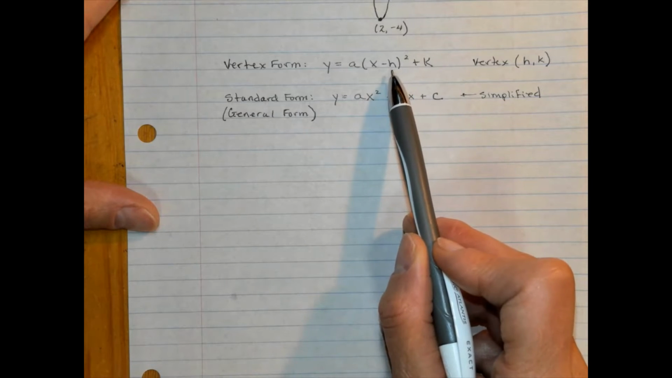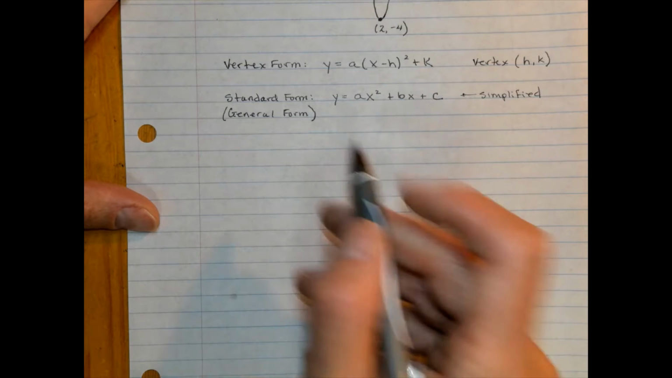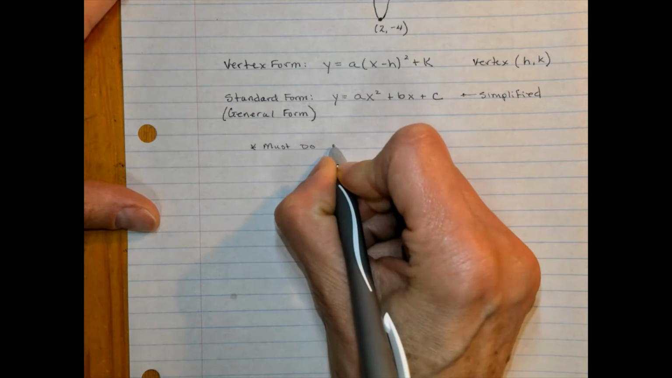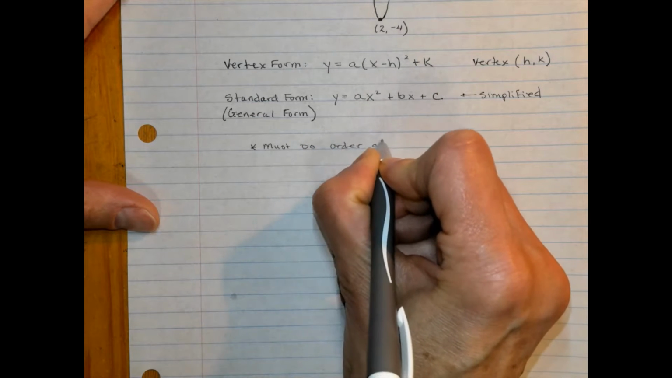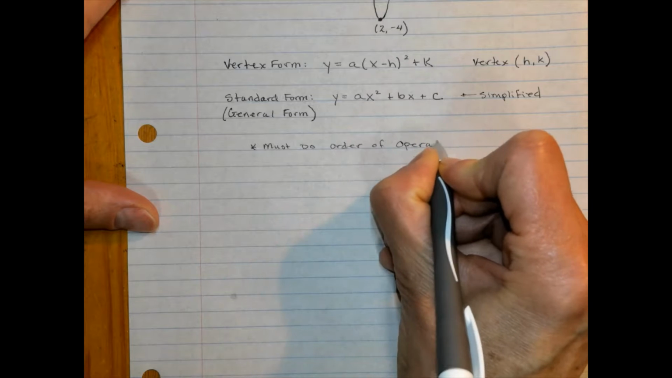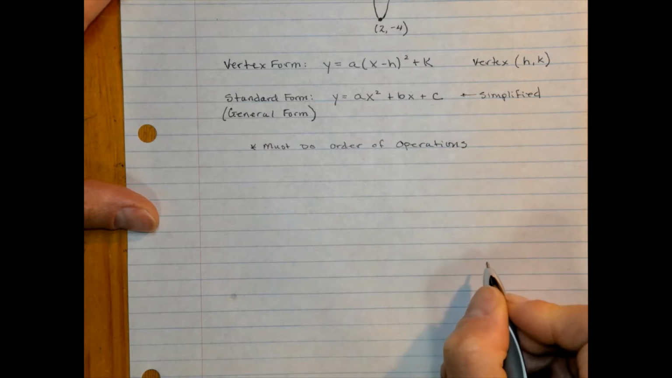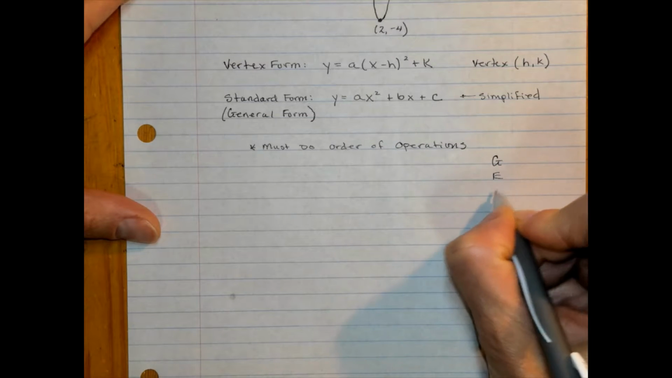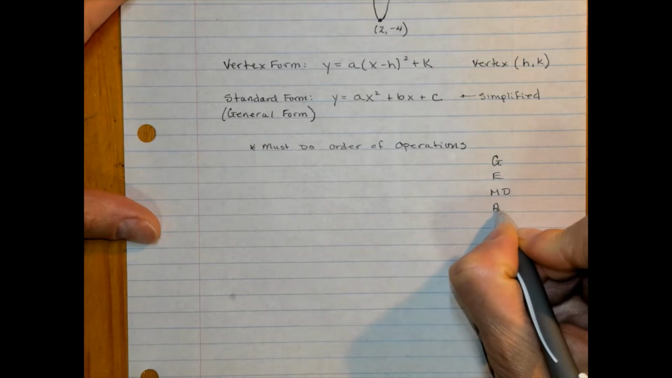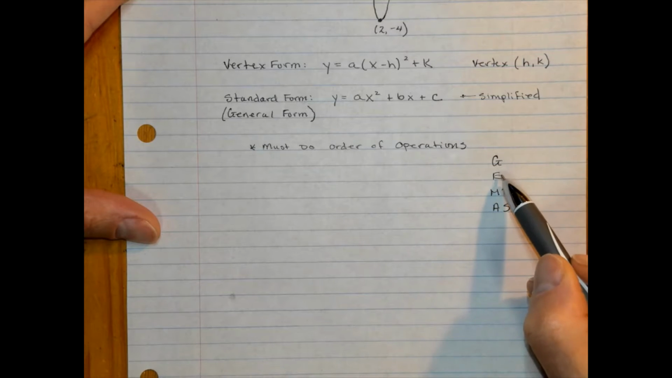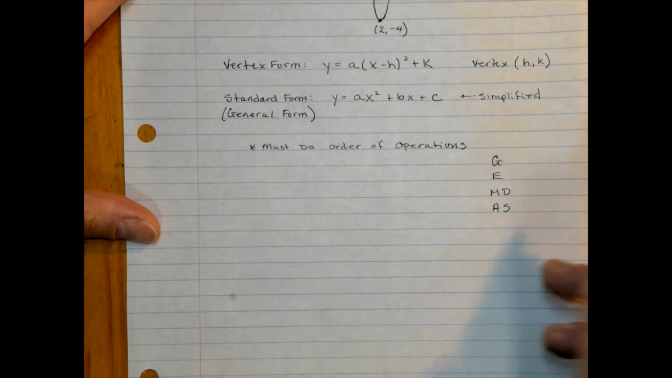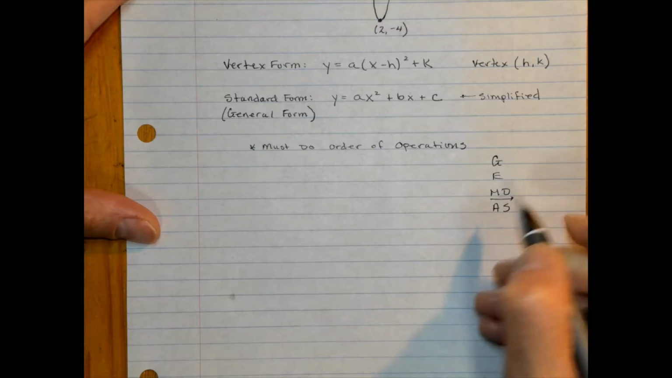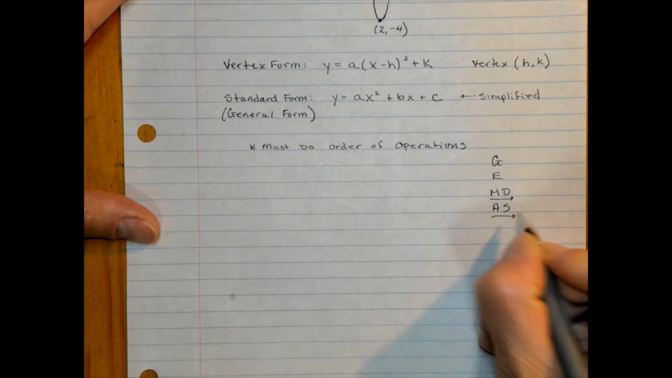Okay, so how are we going to get it into standard form? So we have to do math. We're going to have to do the order of operations. So you must do order of operations. Okay, so we all know this as GEMDAS, where G is grouping, E is exponents, M and D is multiplication or division going from left to right, whichever comes first, and A and S is addition, subtraction going left to right, whatever comes first.